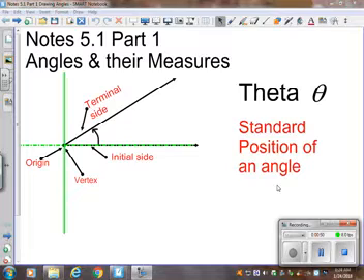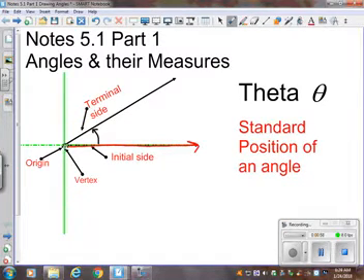The original side, which it starts with along the positive x-axis, is called the initial side. That is the ray that your angle starts with. And then your angle can open up like this one does, or it can open down. The other side of your angle is called the terminal side because that's where it stops.